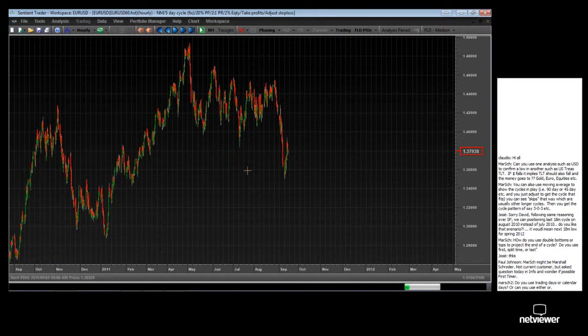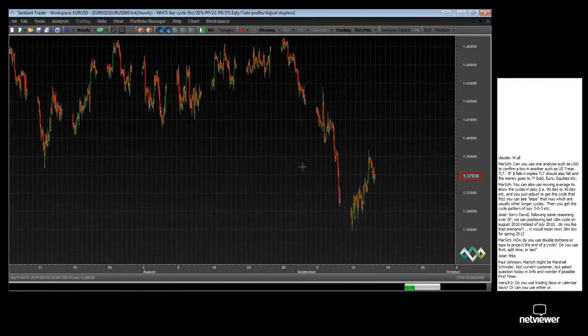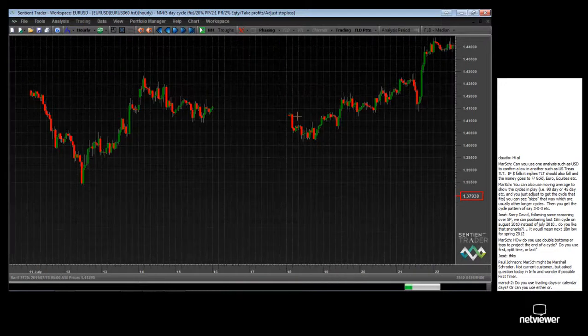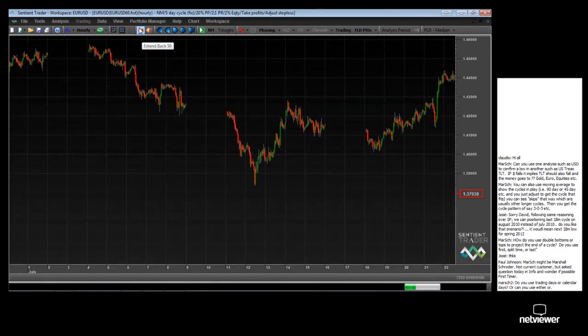Let me open up a short-term chart here. Euro US dollar. Let's take a look at the hourly chart. Okay, and all right. So there's the market moving. If I zoom in, then of course there are gaps in the data. Those gaps are the weekends.